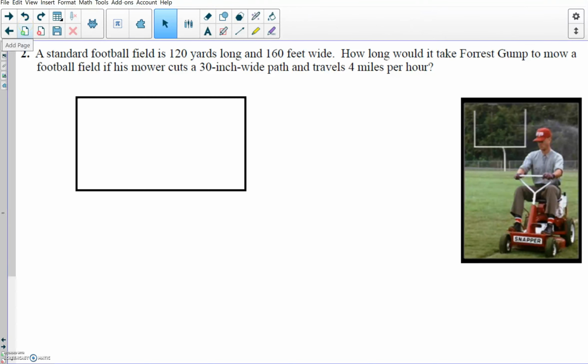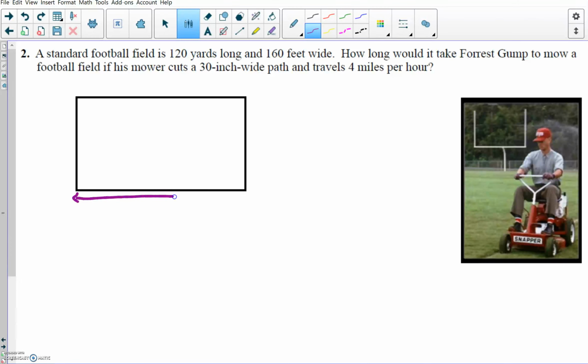So I drew a rectangle to represent our field, and we can go ahead and start labeling some of the measurements that they told us. They said that one side of this is 120 yards, and the other side is 160 feet. We can already start telling, just by looking at our units, that there's going to be some unit conversions happening. Because if we're going to do math on these, we need the same unit for them to be like terms. But we'll worry about that when we get to it.